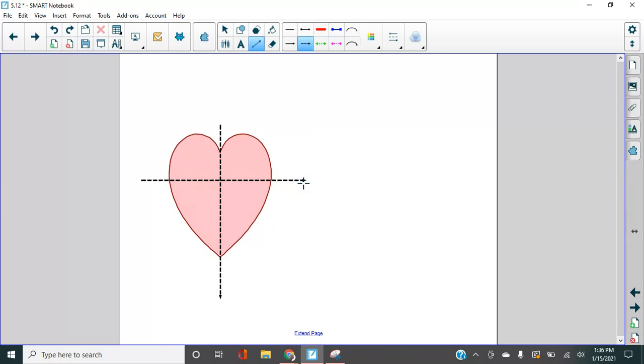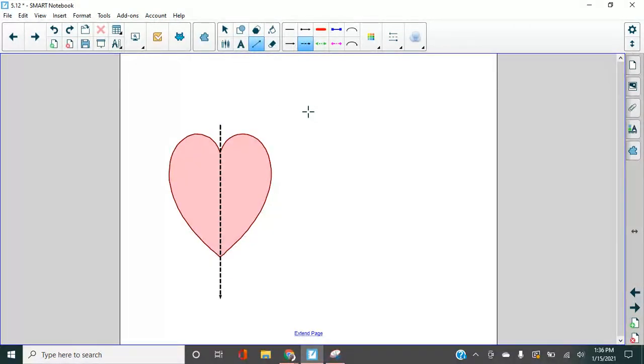What about this line right here? Is that a line of symmetry? Why or why not? Okay, that is not a line of symmetry. Think about if you folded this top part down here. Would they exactly match? No, right? This point would be way up here, and this part would be here. So this shape, this heart, has one line of symmetry.